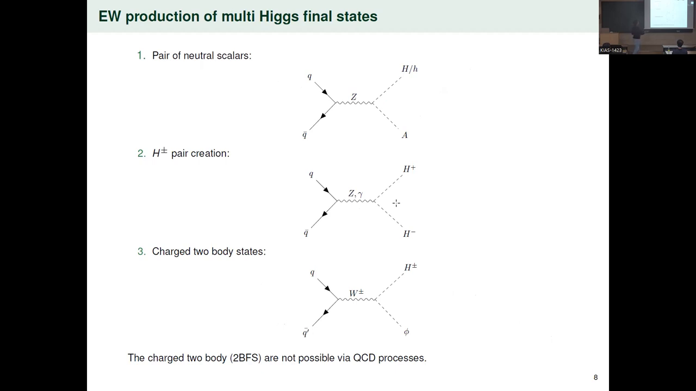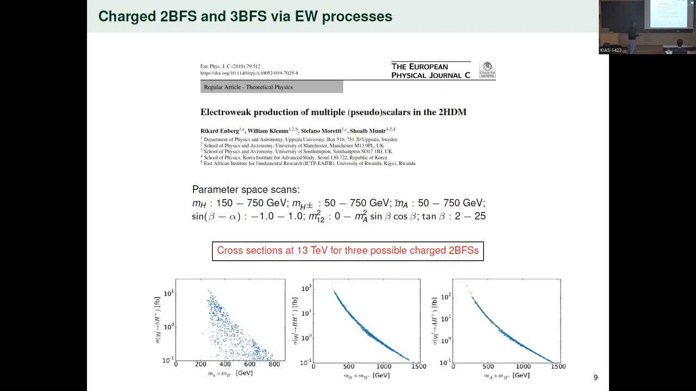And this is the charged two-body final state, which can only be produced by an electroweak process. It involves the q q-prime valence quarks, so this two-body final state cannot be produced through a QCD process. Now this heavy Higgs boson or this charged Higgs can decay further to neutral scalars, or to a scalar in association with gauge bosons, to produce three-body final states. For the next few slides, I will be talking about the results given in this paper. They have considered the type 1 two-Higgs-doublet model, and they have considered the mass range of the heavy Higgs within this range, the charged Higgs within this range, and the neutral scalar in this range.